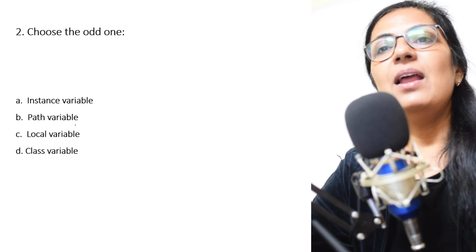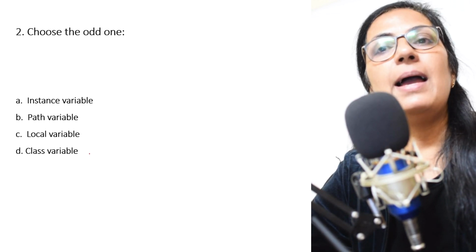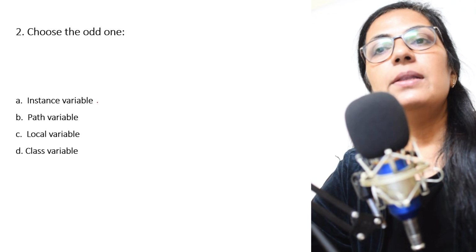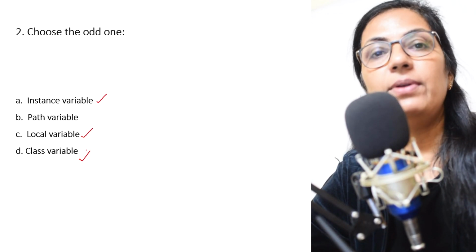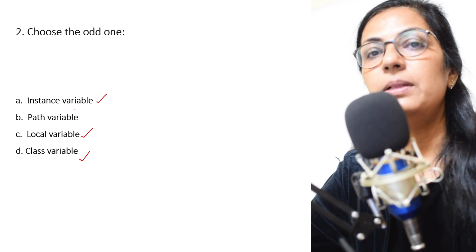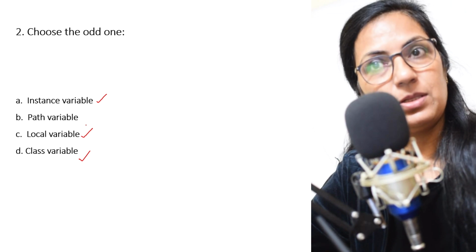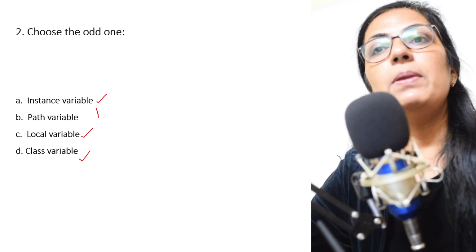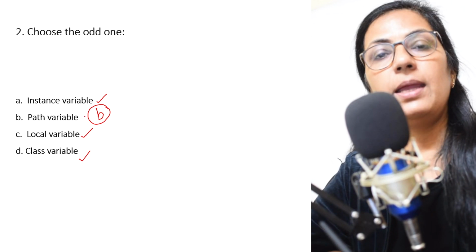The second one, options are instance variable, path variable, local variable and class variable. Children, instance variable, local variable and class variable, we have done all these three types of variables when we did the programs of classes and user defined functions, right? So option B is the correct option. This is the odd one, right?